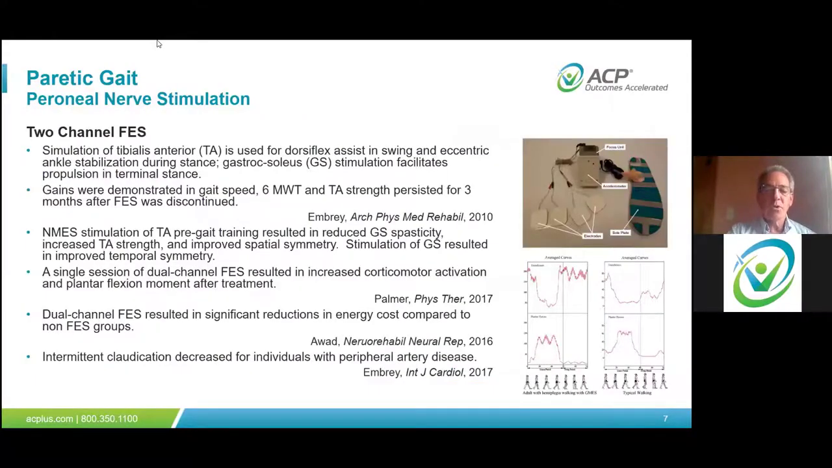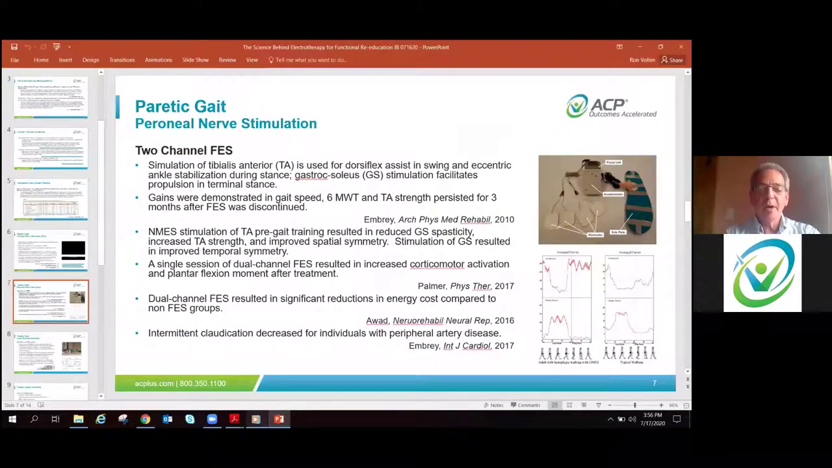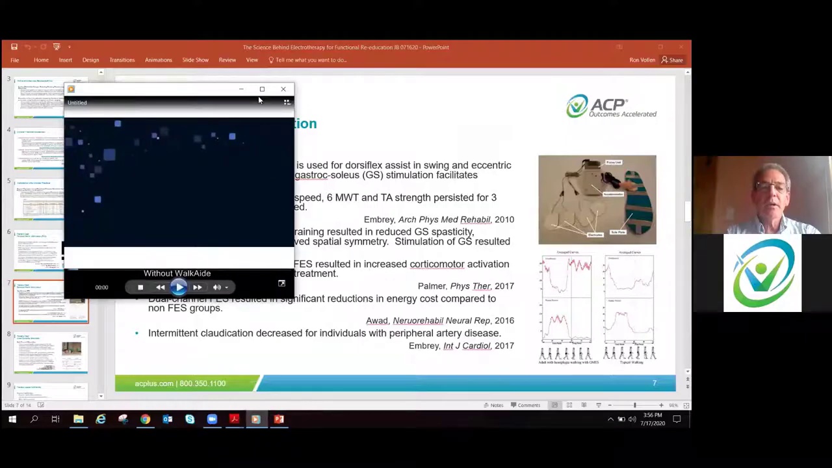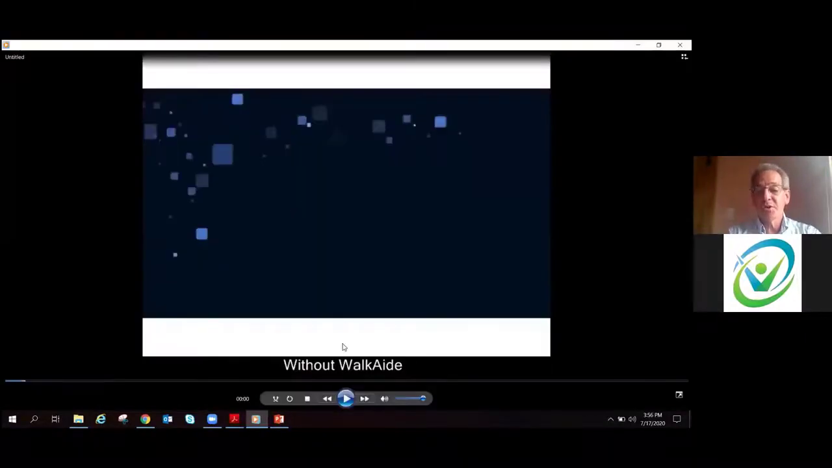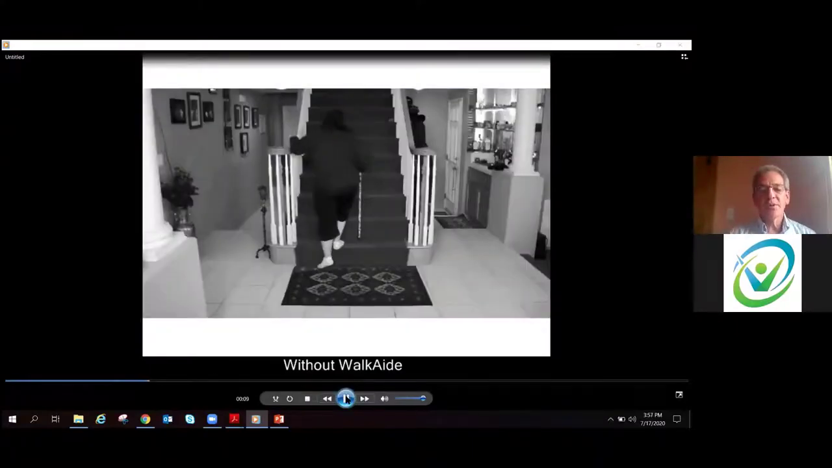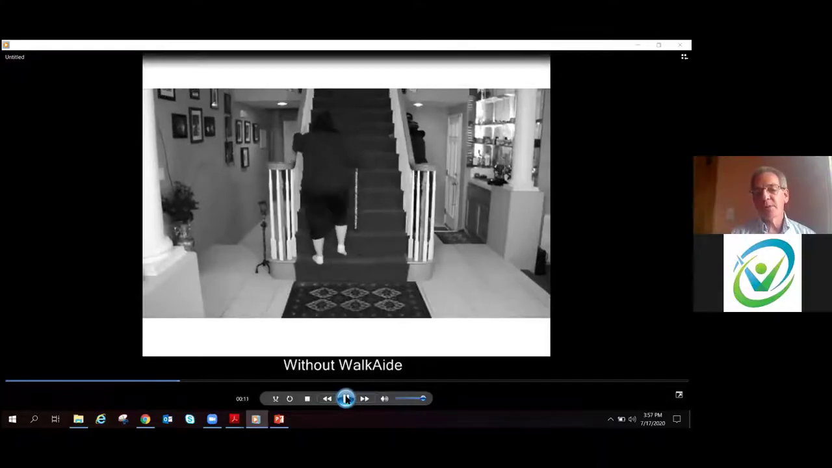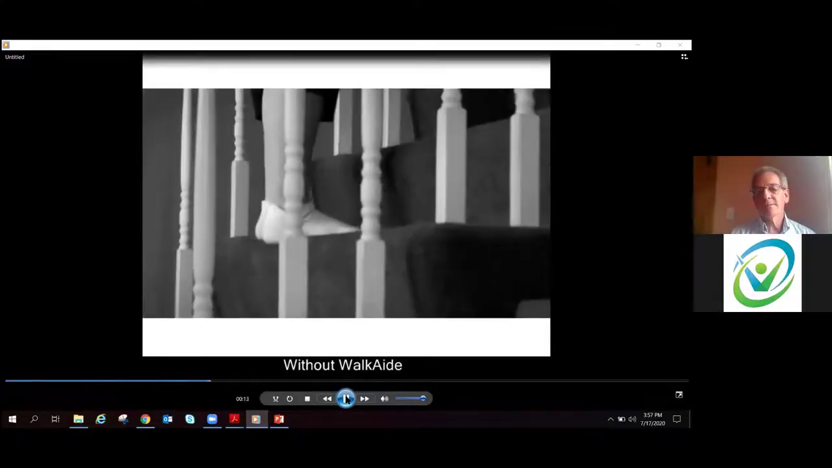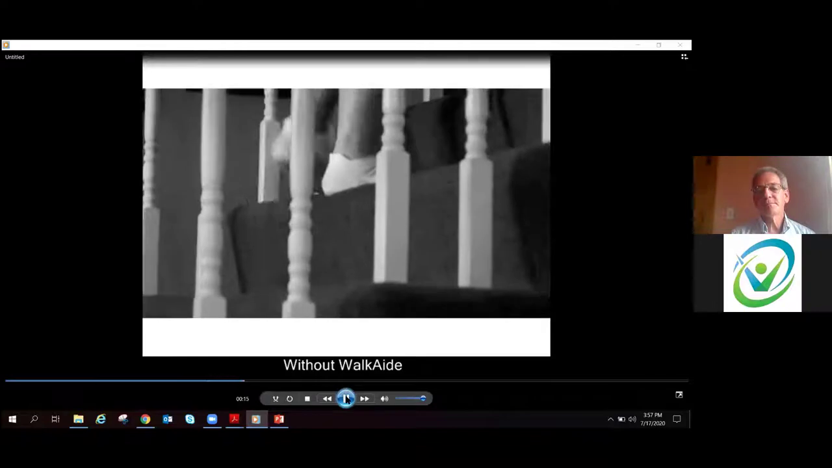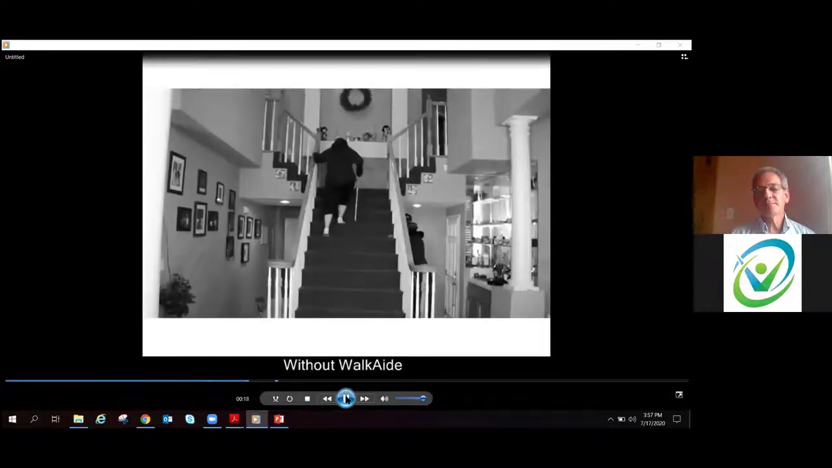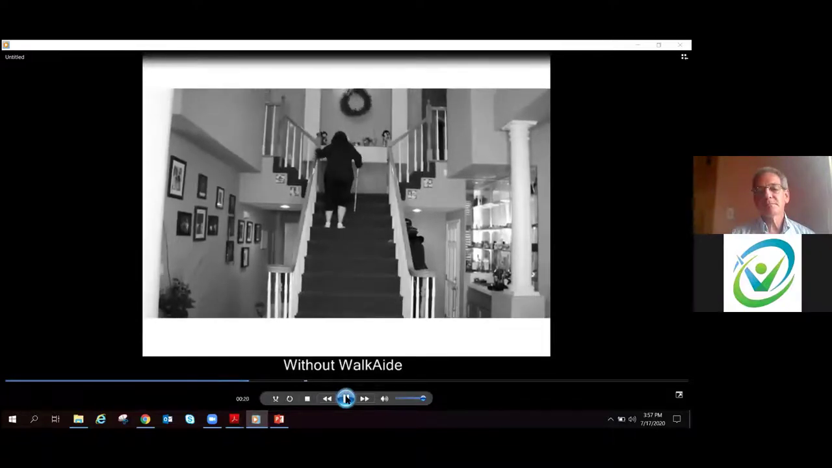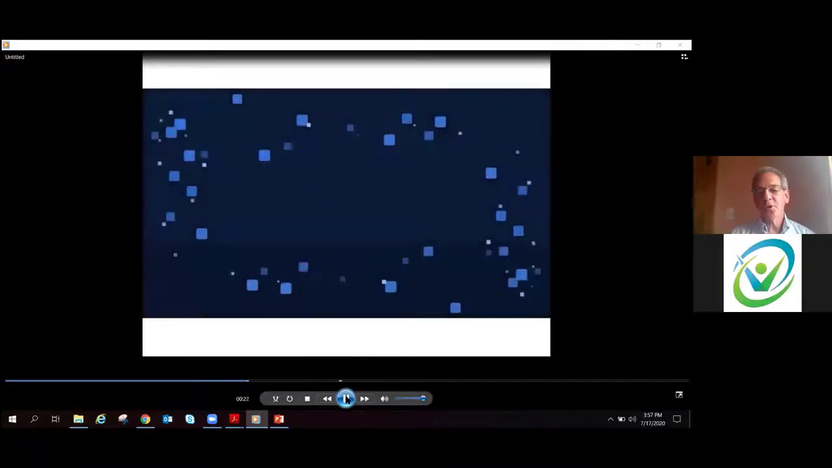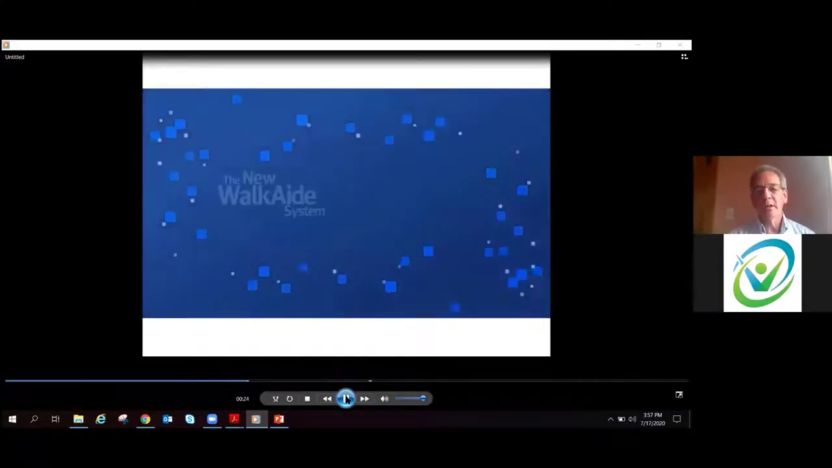I will give you an example quickly, and I have to deviate from my presentation quickly for this, of how this might look. This is a woman with multiple sclerosis. This is actually the first time that she's used the walk aid. This comes from a much longer video, but the differences in terms of her movement are pretty clear. This is with the walk aid immediately following.